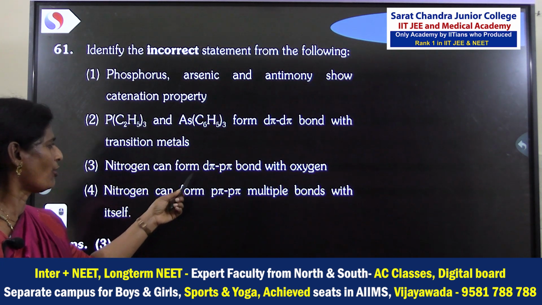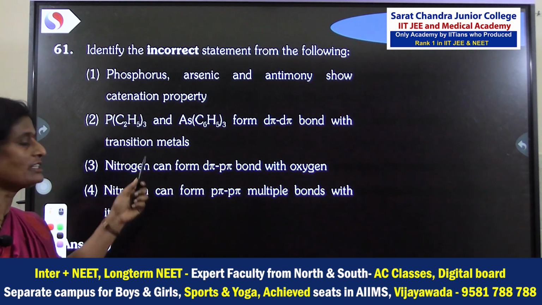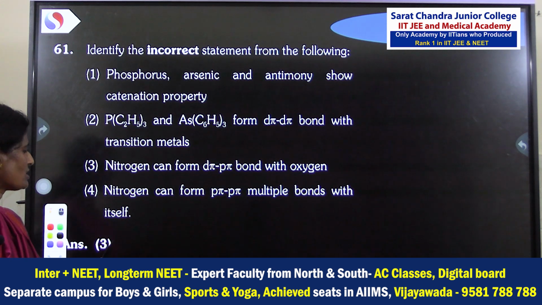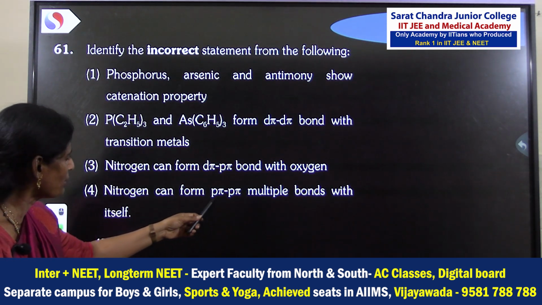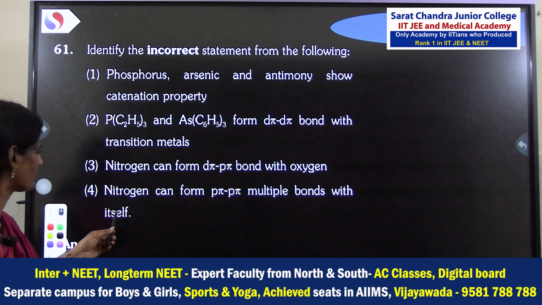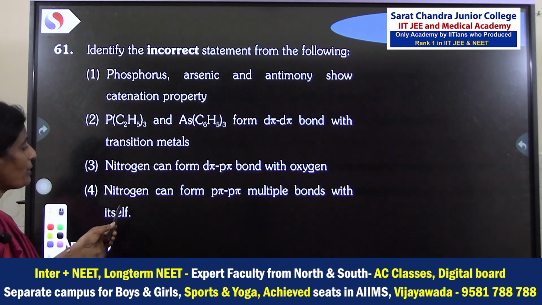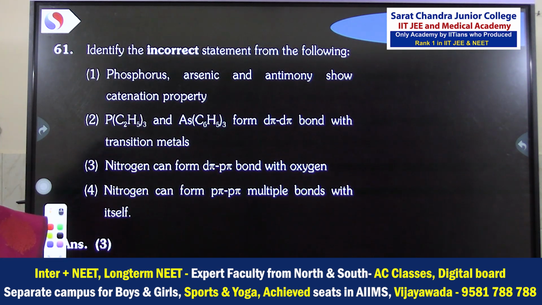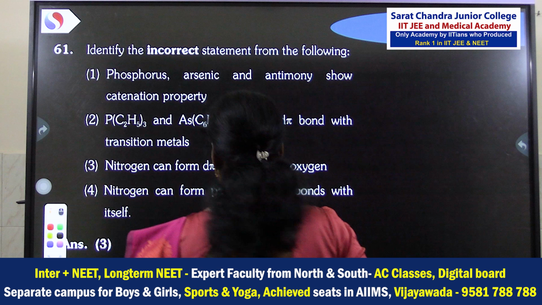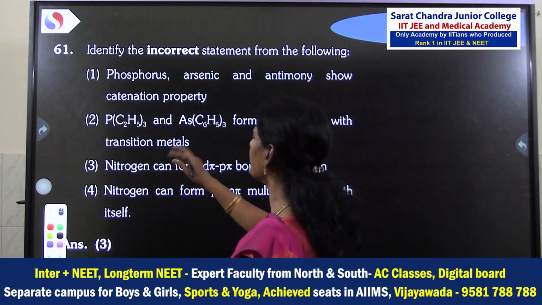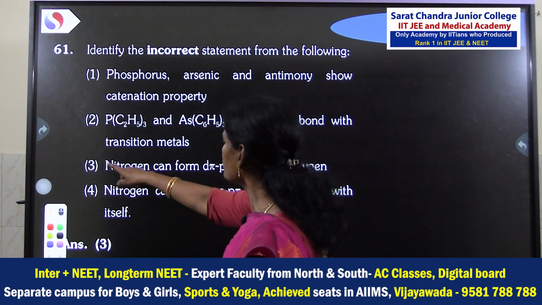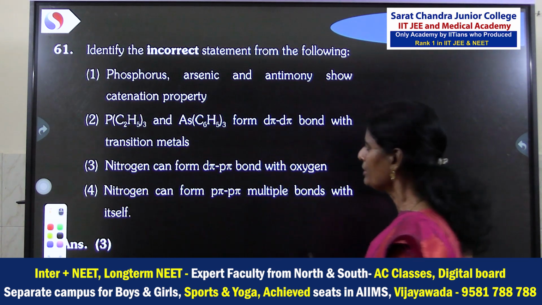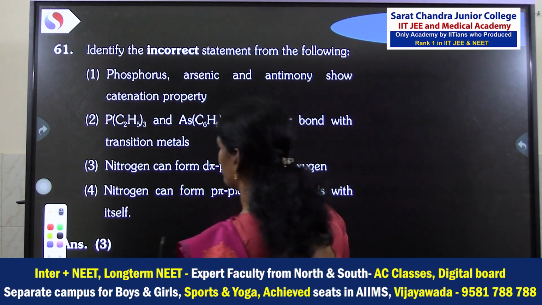They only form p-pi bonds, because in the valency shell of nitrogen and oxygen there are no d orbitals. And nitrogen can form p-pi multiple bonds with itself. Yes, nitrogen can form p-pi multiple bonds, but it is not able to form p-pi d-pi multiple bonds. Therefore the wrong statement, or incorrect statement, is the third option: nitrogen can form d-pi p-pi bonds.